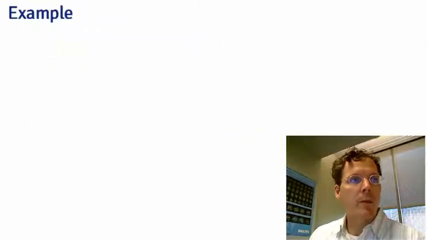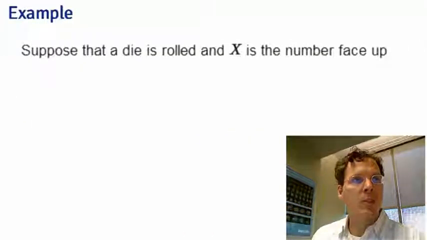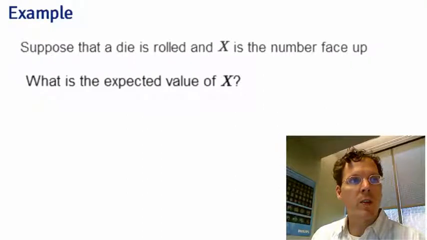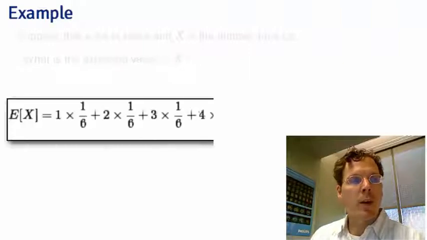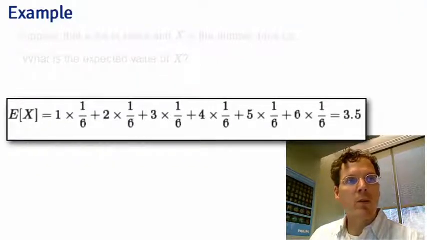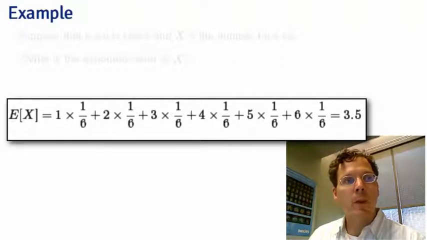What about a die? Suppose that a die is rolled and x is the number that is face up. What is the expected value of x? So here we take the values 1, 2, 3, 4, 5, 6 and multiply them times the probability that the random variable takes them, 1/6, 1/6, and so on. You get 3.5. Again, a number that the die can't actually obtain.